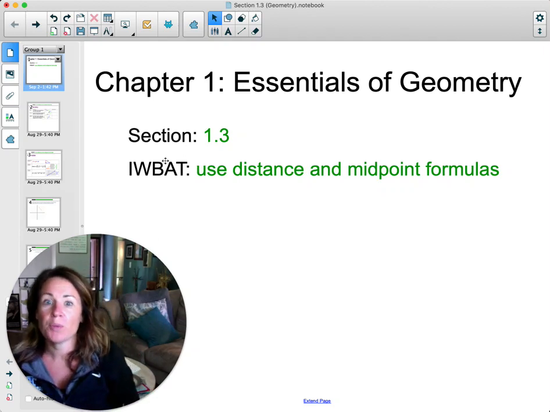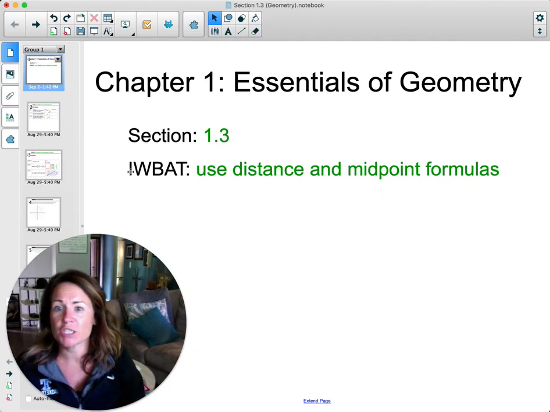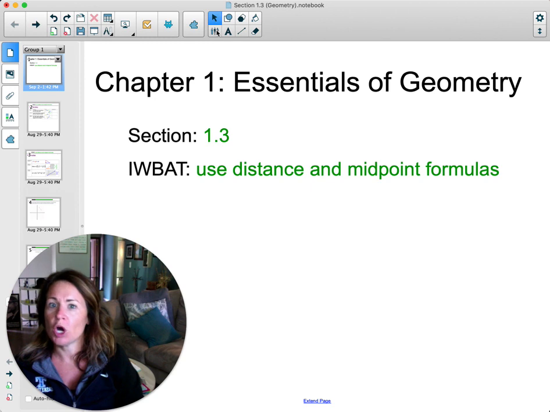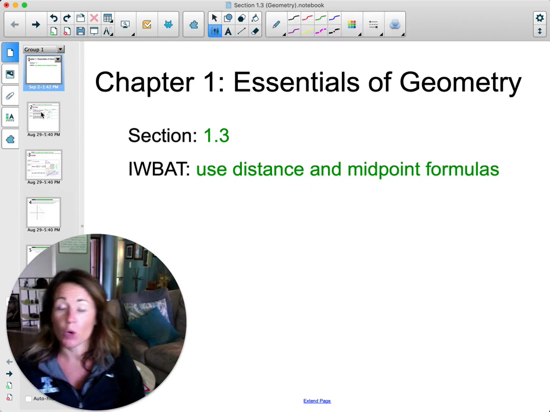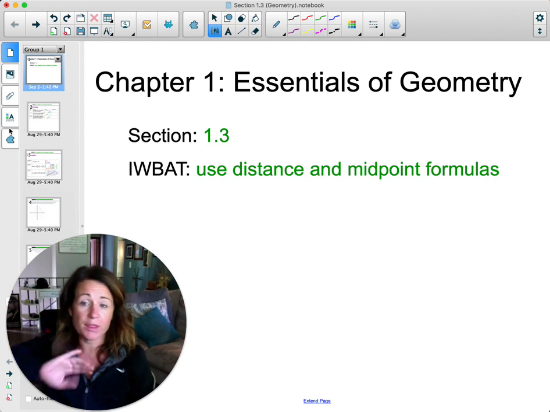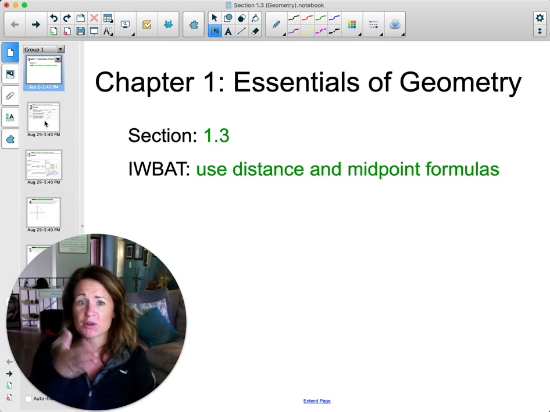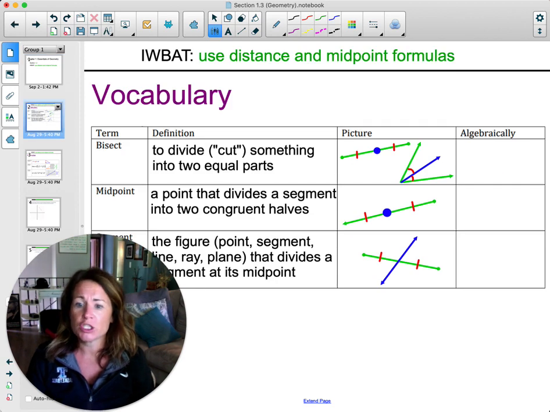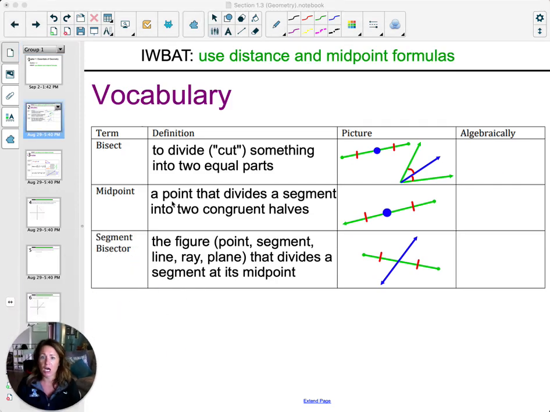For section 1.3, the learning target: I will be able to use distance and midpoint formulas. You will hopefully recognize these from Algebra 1. We're also going to be looking at the Pythagorean Theorem, since the Pythagorean Theorem is directly related to the distance formula. Feel free to pause the video, get this written down, then come back in and add in what I talk about.